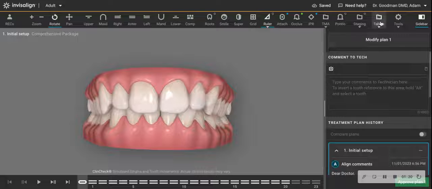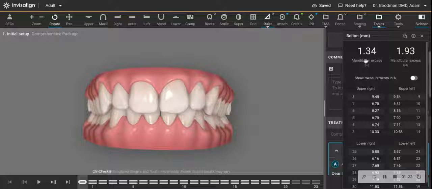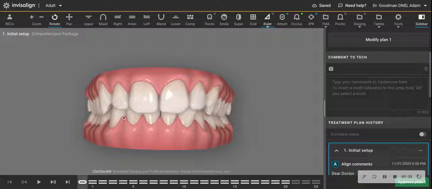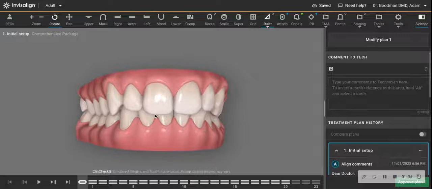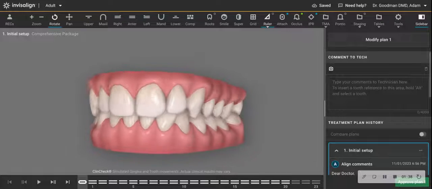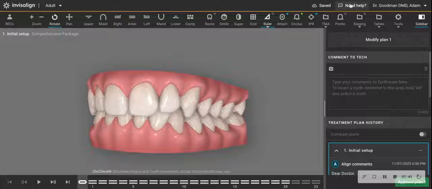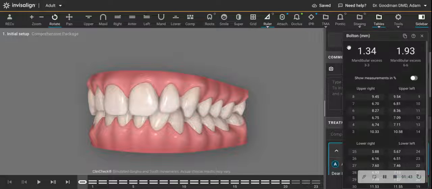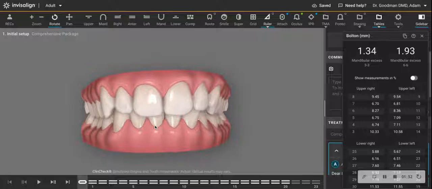Something that you can refer to here in the tables is called the Bolton analysis. This says mandibular excess, almost 2 millimeters, and between the canines, almost 1.5 millimeters. That means that this patient's lower teeth are wider than the upper, or you could say the upper teeth are narrower. And if you look at the uppers, you can see the laterals. In fact, you can even see the tooth shapes. The laterals are not even 7 millimeters. The centrals are wide teeth, but the laterals are narrower than the normal ratio. So that's probably the culprit.